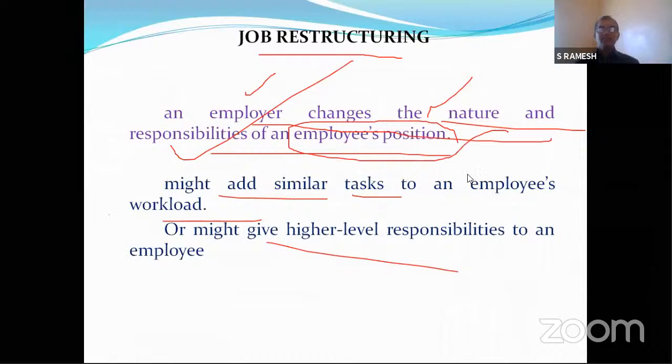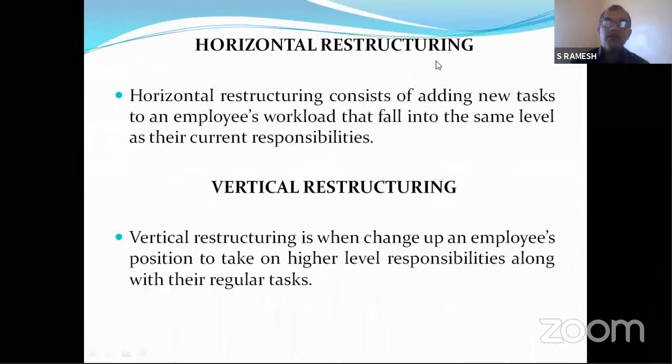That is why in job restructuring, generally you will find two kinds: horizontal restructuring and vertical restructuring. What is horizontal restructuring and what is vertical restructuring? I will tell you with an example. See, an individual is there who is working in the organization. He is an individual who is working in this organization.